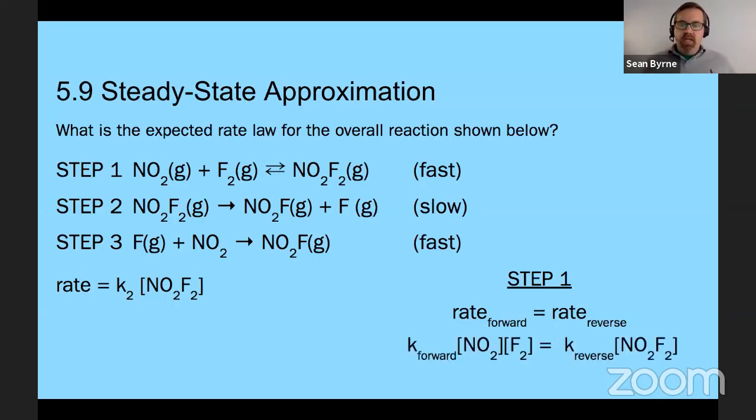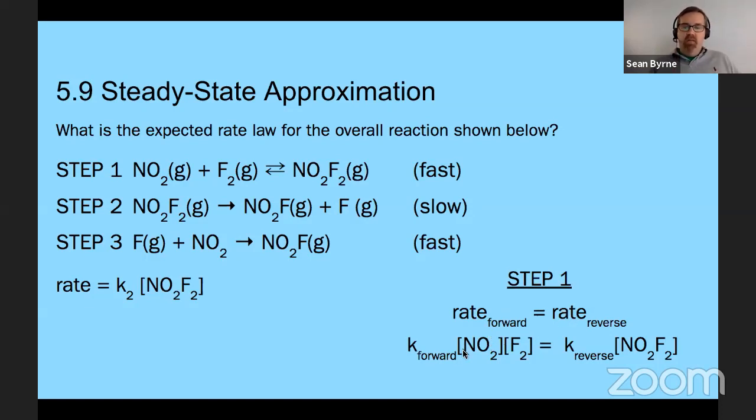So if we were to write our forward rate and our reverse rate in our normal rate law form, we would see that the rate for the forward reaction would be k forward times the concentration of the reactants here. And that is equal to k reverse, these ks not necessarily being the same, times the NO2F2 concentration, which is connected to the reverse. What's nice about this is all I've done is say our rates are equal to one another because it's equilibrium.